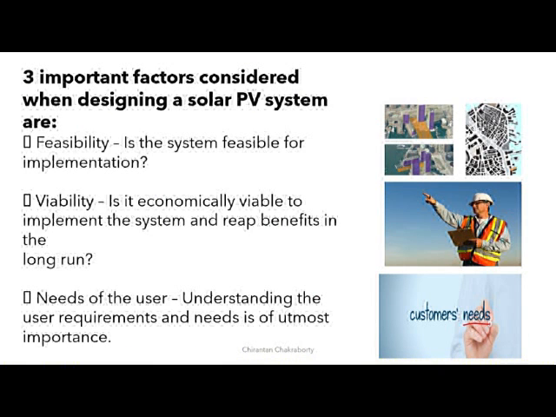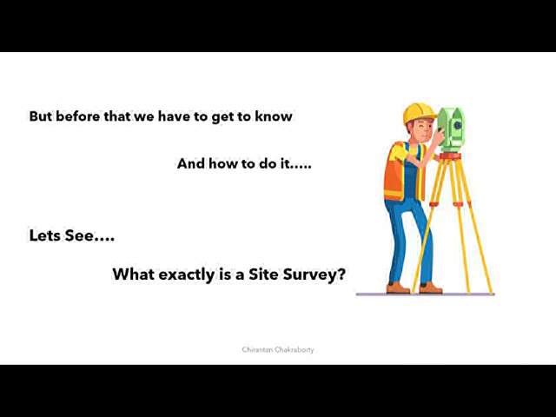There are three important factors considered when designing a solar photovoltaic system. Number one, site feasibility. Site feasibility is where the building or the plant is to be installed. Number two, viability. It should be economically viable to implement the system and reap benefit from it in the long term. That is, where we are installing it, it can get proper utilization or not. Number three, need of the user. We have to take the first priority of the customer. That is, his priority is foremost to be looked into.